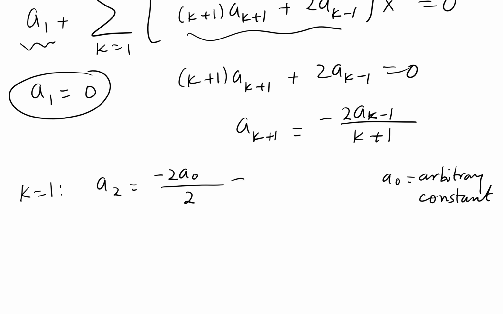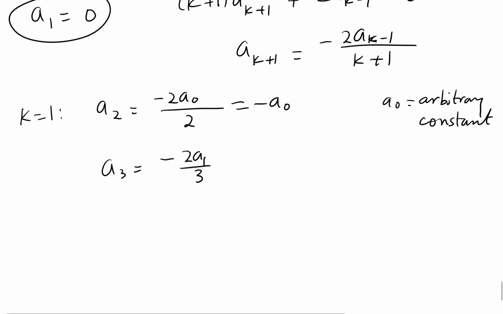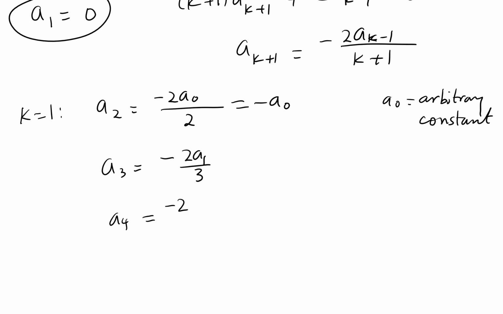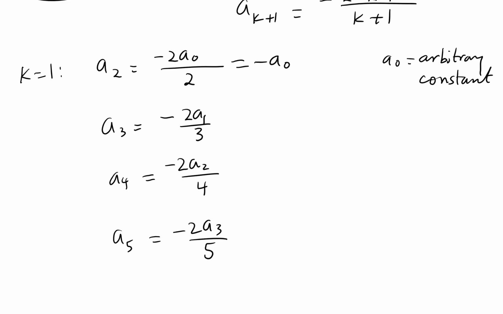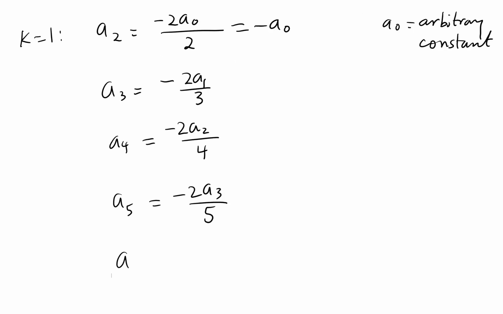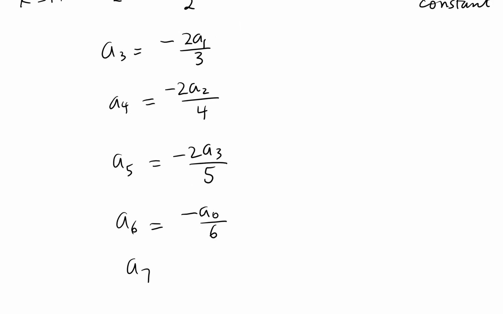So this simplifies to negative a sub 0. Then you find a sub 3, which is negative 2a sub 1 over 3. A sub 4, negative 2a sub 2 over 4. A sub 5, negative 2a sub 3 over 5. A sub 6, negative a 0 over 6. A sub 7, negative, why did I put a 0 here?